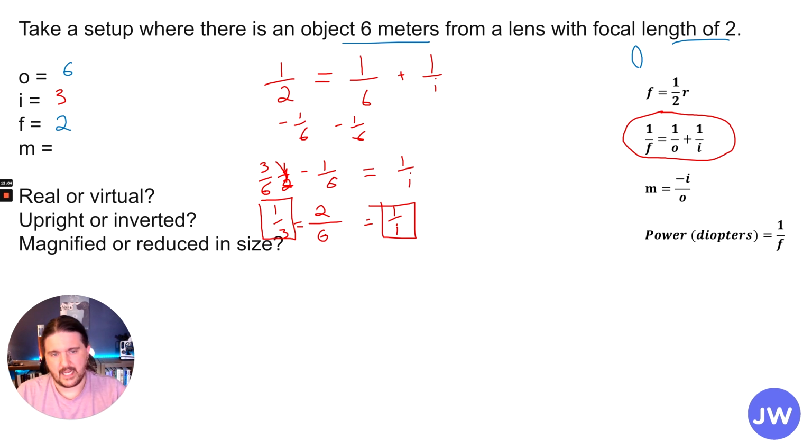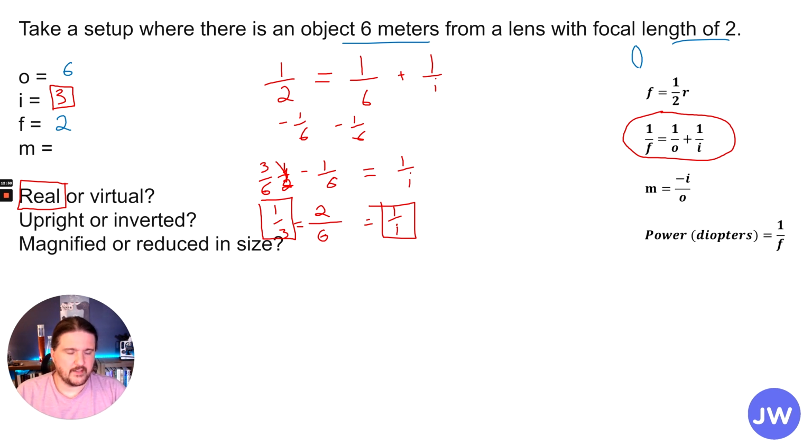Now actually we can start to answer some of those questions down below. Is this going to be a real image or a virtual one? Well, my image distance is positive, so that means it's going to be real, right? So because the image distance is positive here, we're dealing with a real image, which, because we're dealing with a lens, means our image is going to be on the other side of the lens.